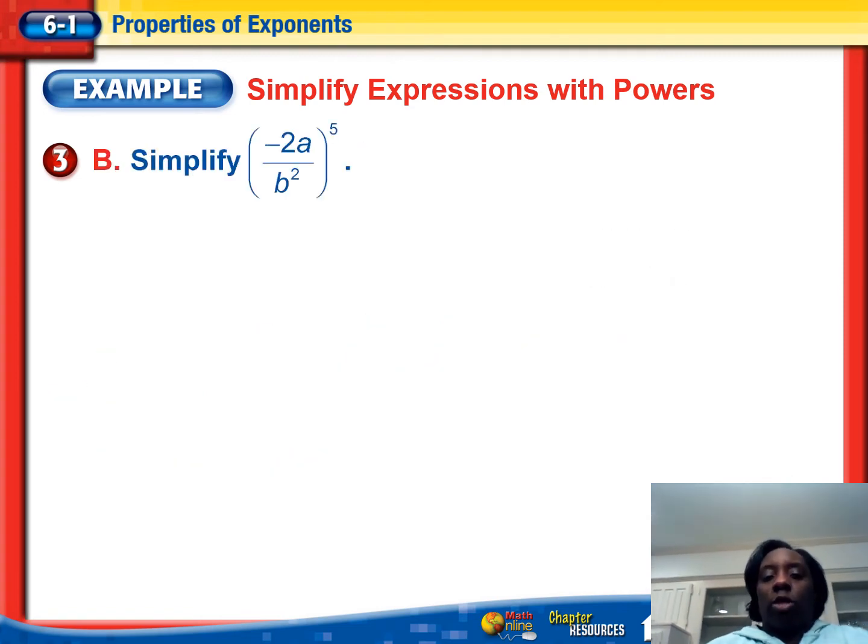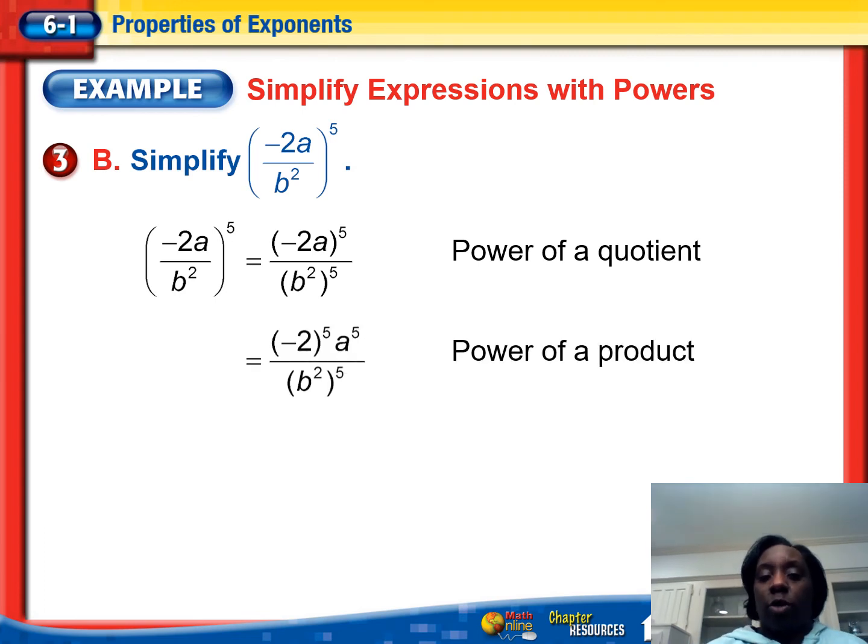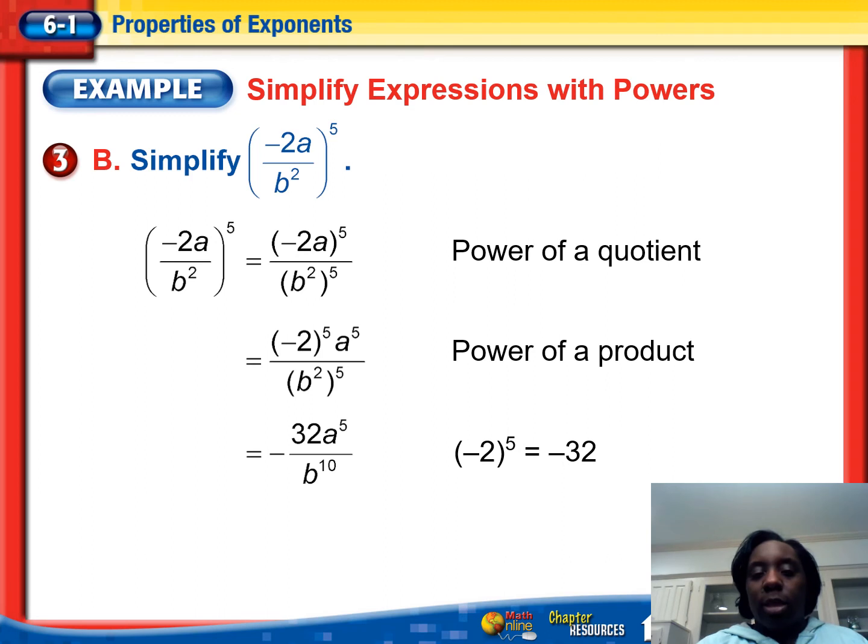All right, so let's try this one. Same thing. Every factor has to get the 5th power. So negative 2 to the 5th, a to the 5th, b to the 2nd, raised to the 5th. When I look at that, negative 2 times negative 2 times negative 2 times negative 2 times negative 2 is negative 32. A to the 5th is a to the 5th, but b to the 2nd raised to the 5th is 2 times 5, which is 10, because you would have had b to the 2nd five times. Hence, that's why you get b to the 10th, and that's why you can multiply.